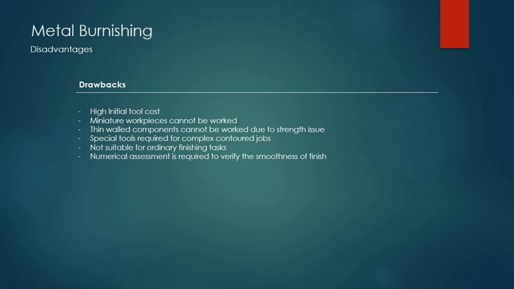But if we are undergoing burnishing operation for some particular surface or a particular workpiece, then it is binding on us to verify the RA value by some sort of experimental measurements or numerical assessment for the measurements. So that's the additional thing which you need to perform here in the case of burnishing, apart from the conventional machining operations. Okay, so that's about the benefits and drawbacks of this. Let's take up a quick look at applications of it.